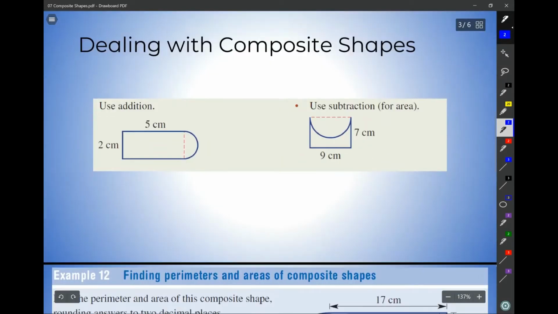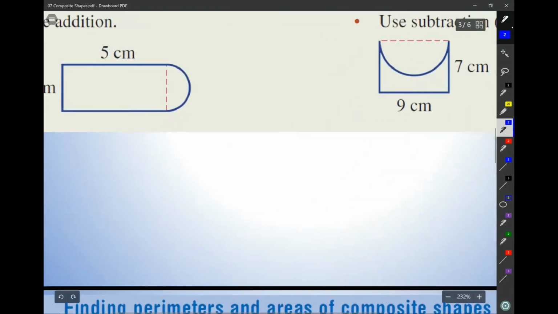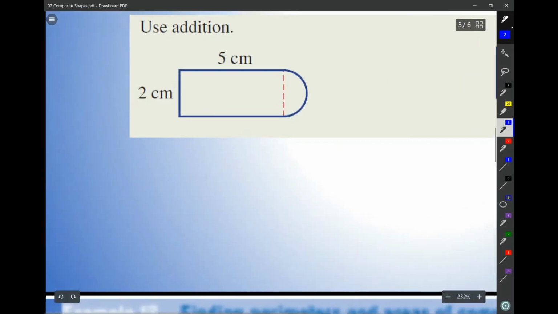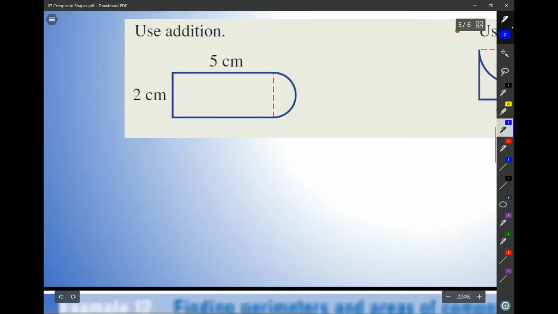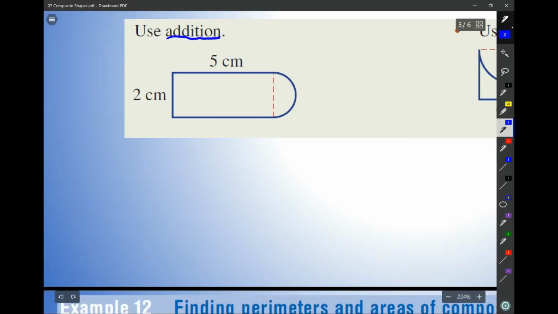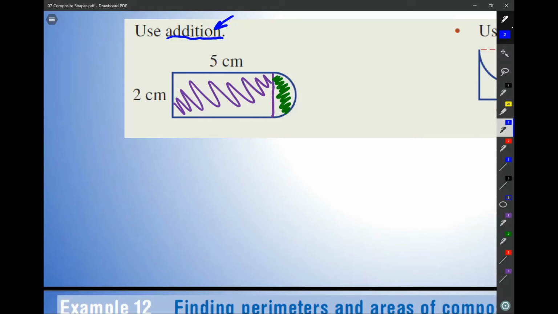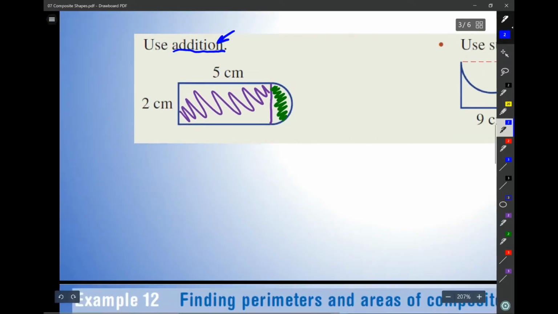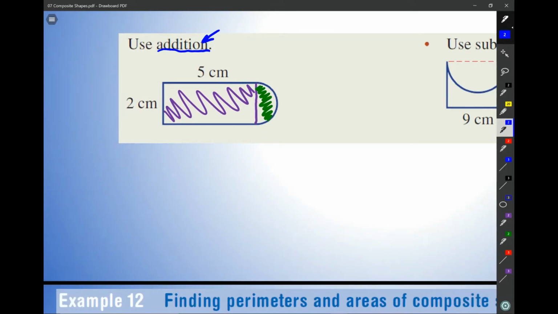Okay, now let's look at these composite shapes. We'll deal with this one first. Now, it says here to use addition. And what that means is, first, we work out the area of this rectangle that ends here. And then after that, we work out the area of this semicircle. And then we add them together. We use addition to get the area of the entire shape. So let's get to work.